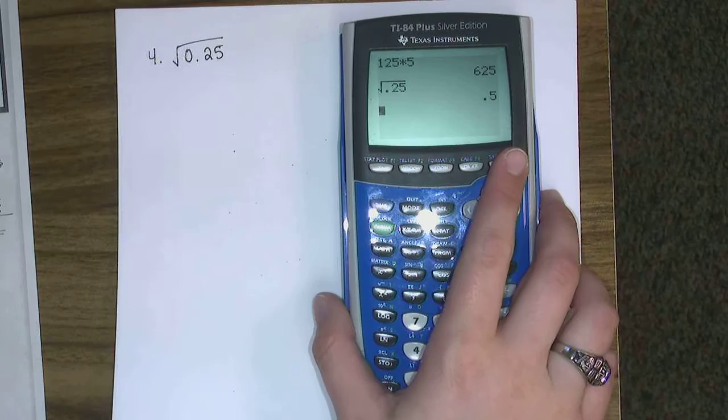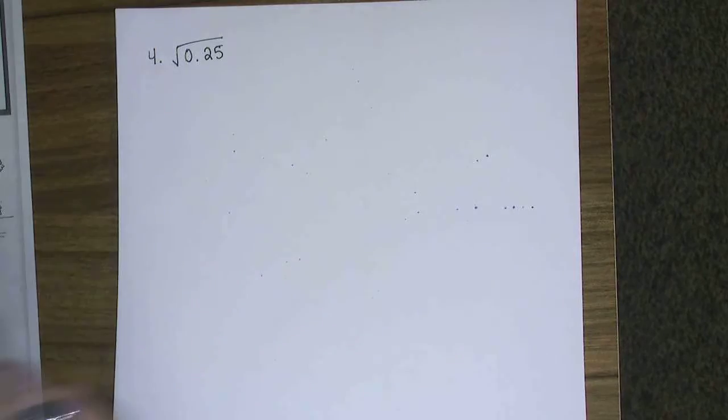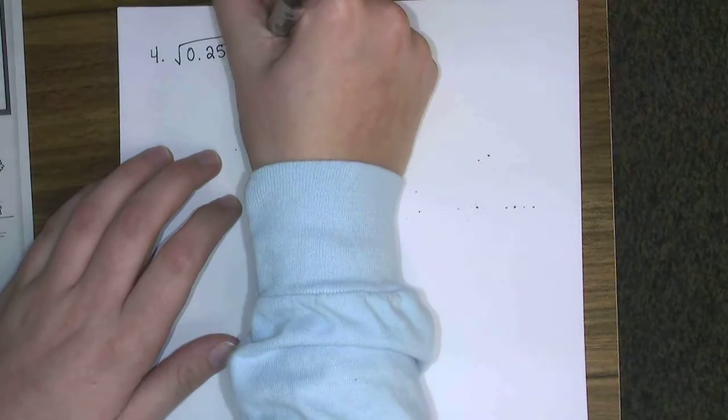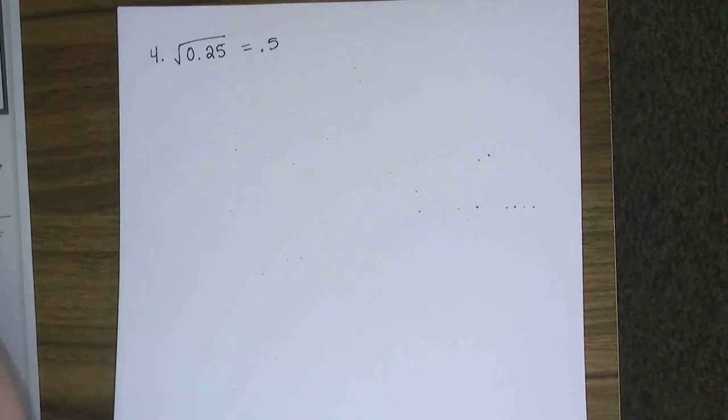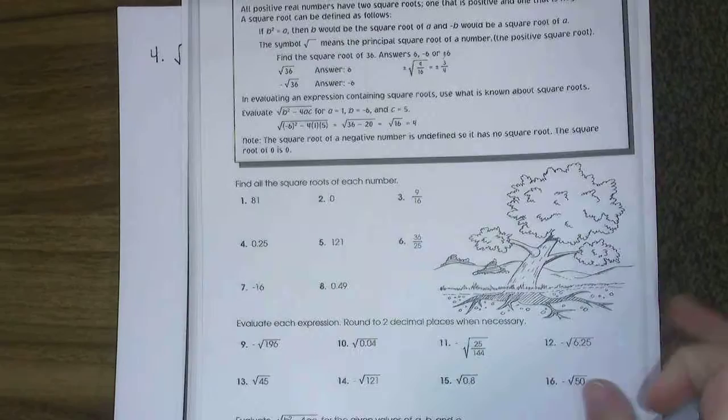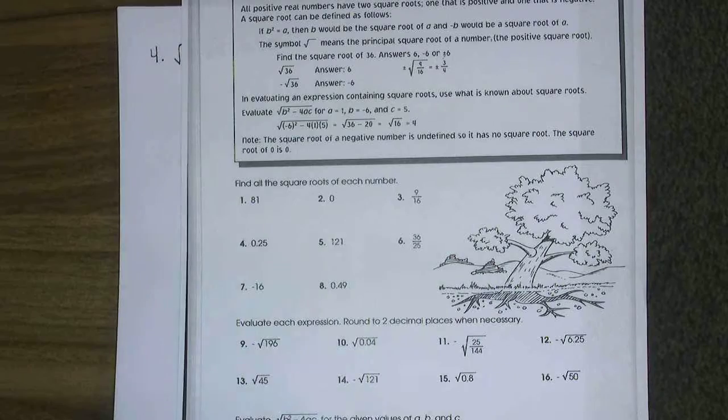So number 4 is 0.5. I'm just going to write answers on my paper and do my work on a separate piece. These ones are pretty easy. You could probably just get away with doing them all on the paper.